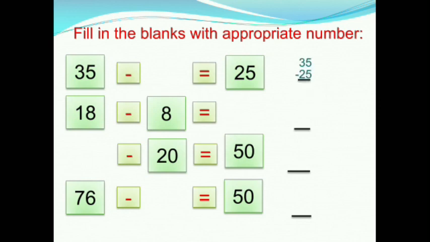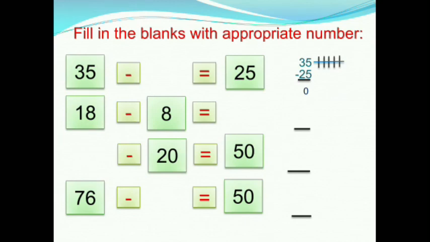First, we should subtract units place digits. They are 5 and 5. First number is 5. So, we will draw 5 lines. Next number is 5. So, we will cut 5 lines. Now, how many lines are remaining? No lines are remaining. So, we will write 0 in units place.